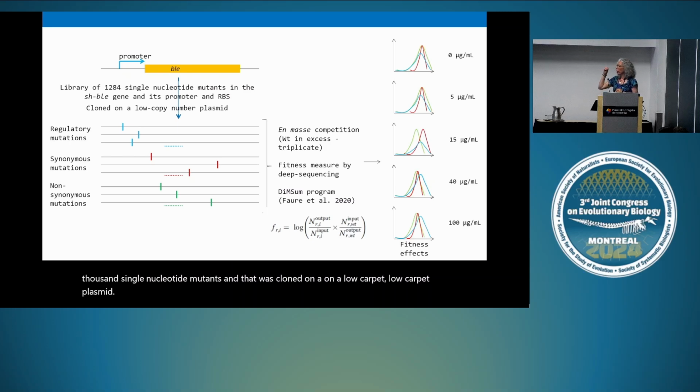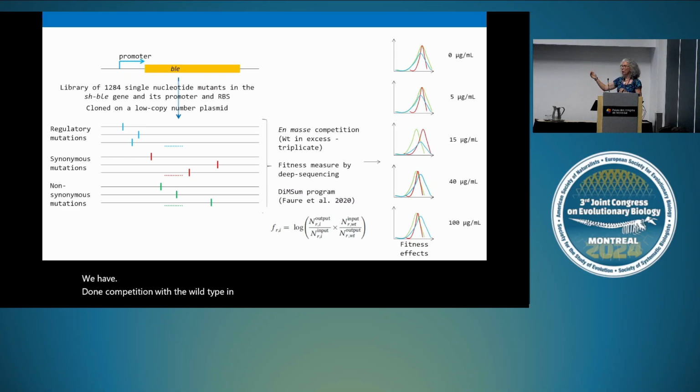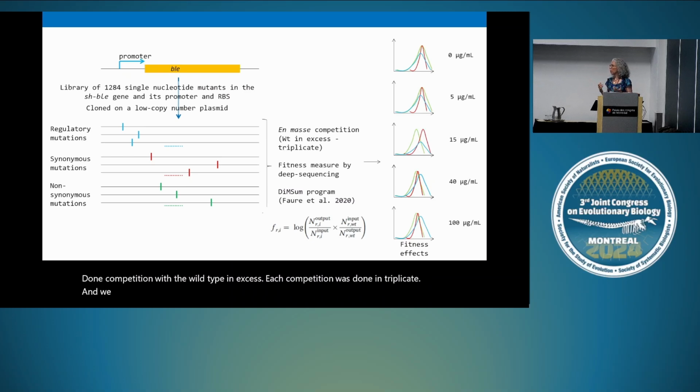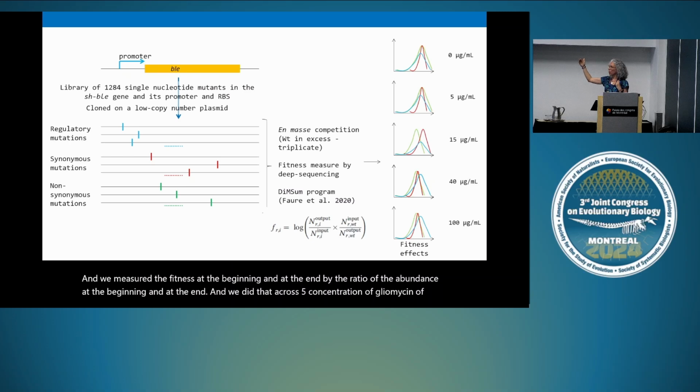We have done competition with the wild type in excess. Each competition was done in triplicate, and we measured the fitness at the beginning and at the end by the ratio of the abundance at the beginning and at the end. And we did that across 5 concentrations of bleomycin, of antibiotics. So first in absence and then 4 concentrations. The highest concentration is very close to the MIC.